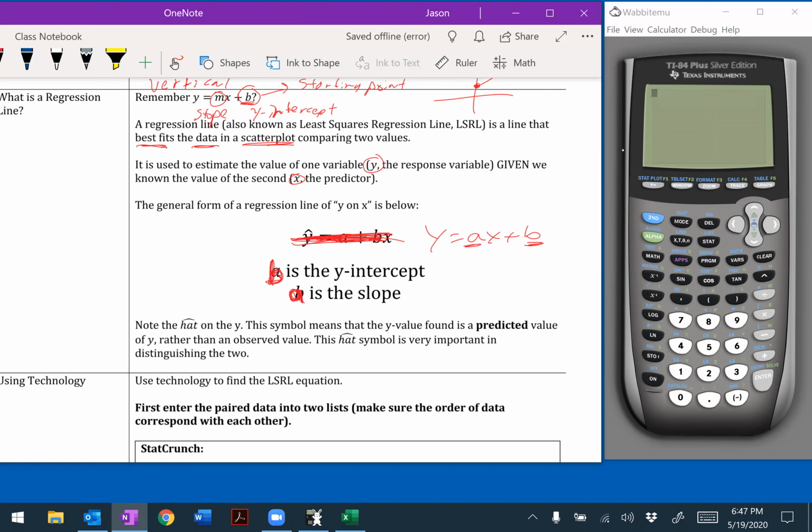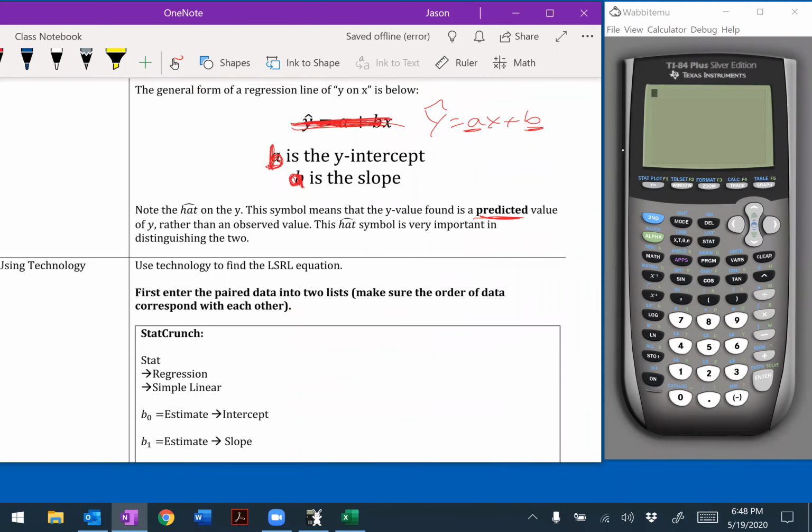Okay, note the hat on the symbol. That means that this hat is a statistic. The symbol means that the y value found is a predicted value of y rather than the observed true value. This hat symbol is very important in distinguishing the two. We can use technology to find the least squares regression line, LSLR. I'm just going to call it the regression equation.